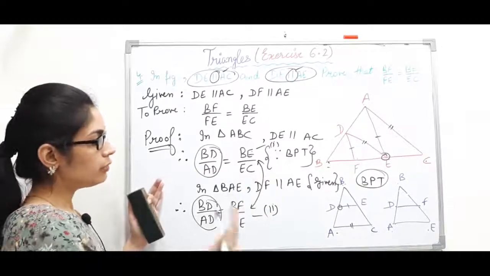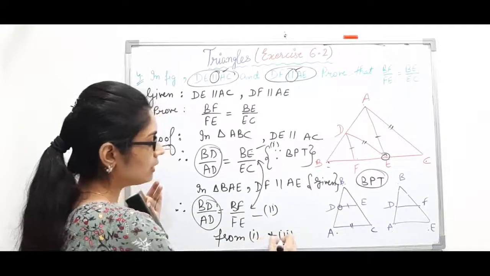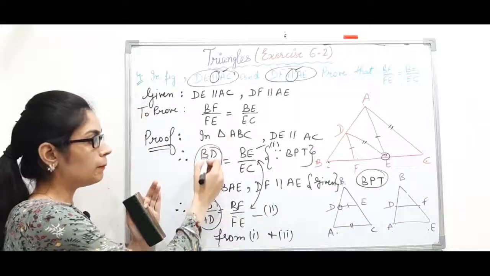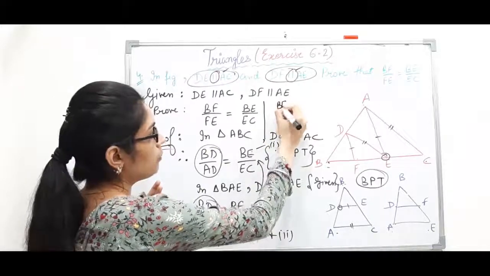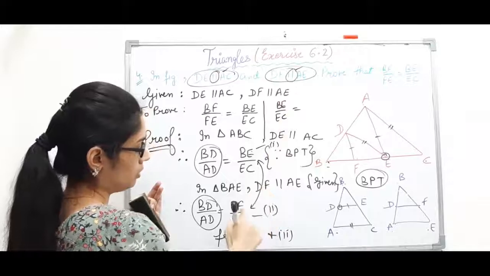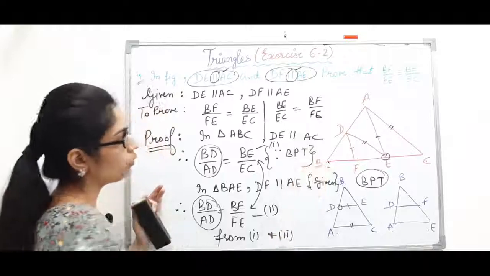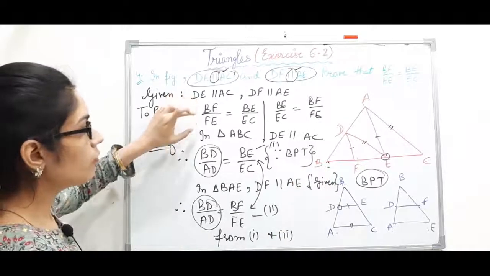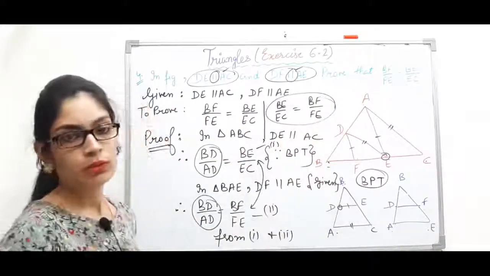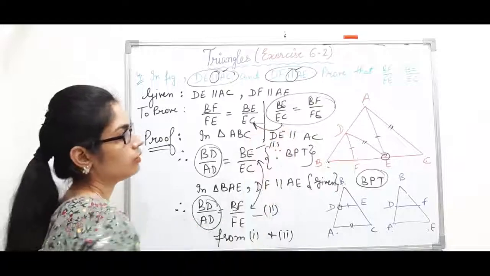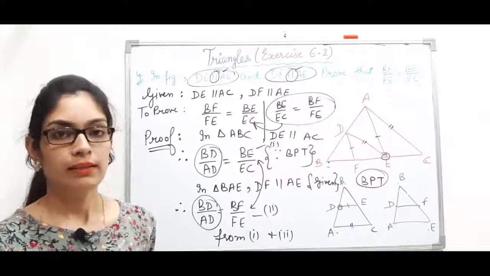So you can directly mention from 1 and 2. See, because these two terms are equal to a common term, BD upon AD. So therefore BE upon EC is equal to BF upon FE. From 1 and 2 you can mention. Now if you see this, BF upon FE is equal to BE upon EC. So the same thing we have got. So this sum was very easy. In two steps we have proved the result. Now let's do the next question.